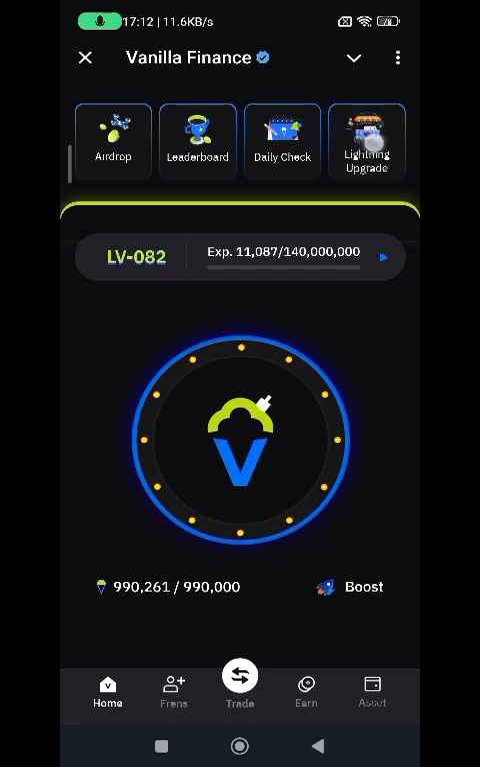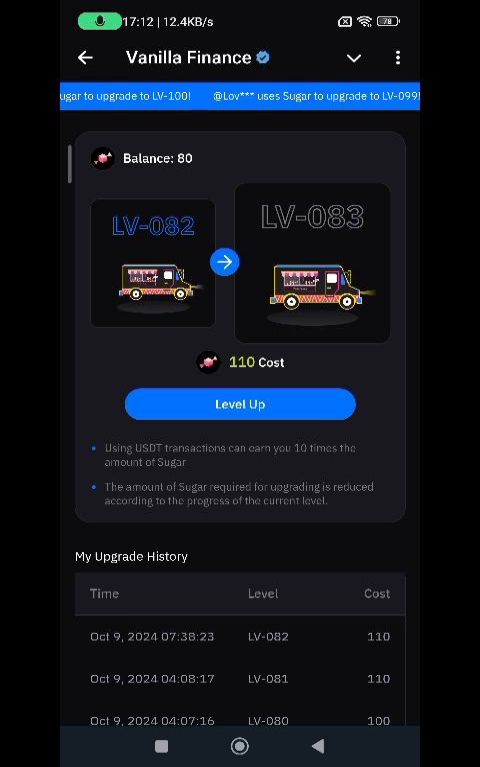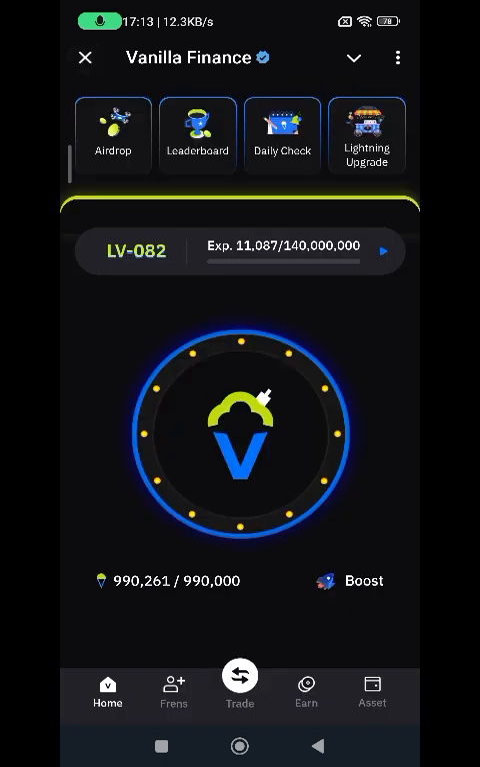Now you have your lightning upgrade right here. We'll go deeper into this, because for upgrades to happen on the Vanilla Finance platform, you need enough sugar. To move from one level to another, you need sugar. We'll talk about how you can get sugar. You have to trade USDT, but I'll show you how that works as we go further. So let's get back here.